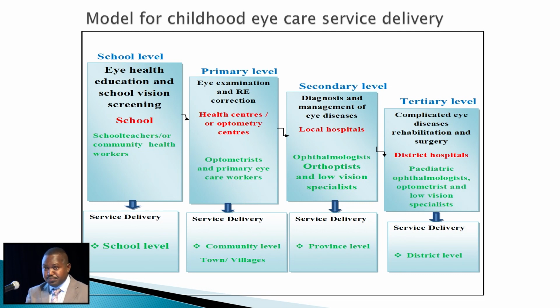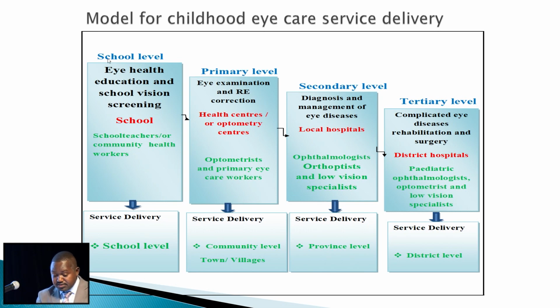The conclusion from the previous study: the leading causes of visual impairment in these countries were uncorrected refractive error and amblyopia. Most causes of this visual impairment could be preventable or treatable. We developed a childhood eye care model for delivering comprehensive child eye care for this community. We developed a model for 3 levels: the school level, primary level, secondary level, and tertiary level.